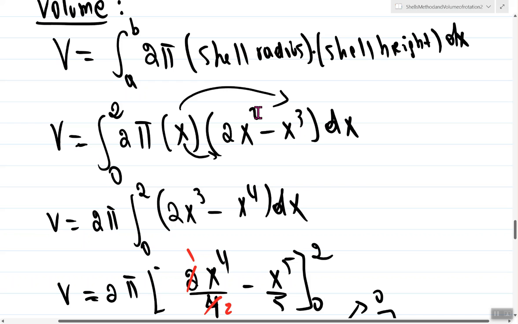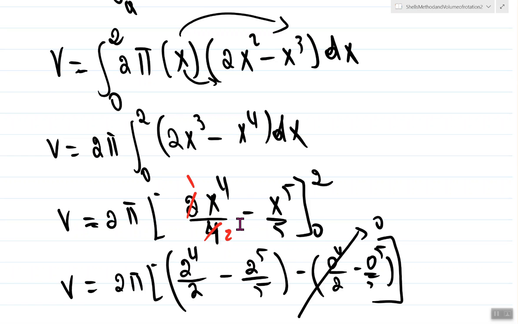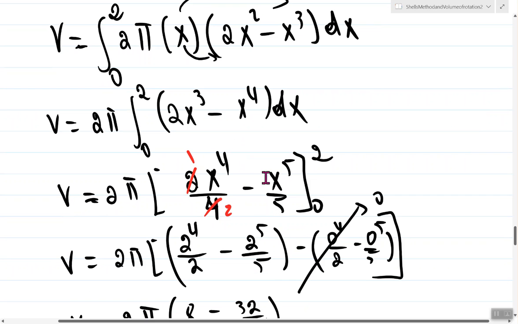So before you integrate this, you must distribute x. So x times 2x squared gives you 2x cubed, minus x times x cubed gives you x to the fourth. So you find the antiderivative of 2x cubed, which is 2x to the fourth divided by 4, minus the antiderivative of x to the fourth, which is x to the fifth over 5. And then we're going to evaluate this expression from 0 to 2. So first we simplify.